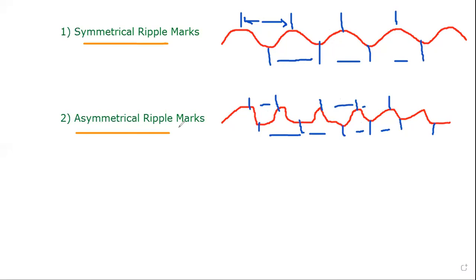Okay, now what is the reason behind the formation of these two different symmetrical and asymmetrical ripple marks? What is the condition for the formation of symmetrical and asymmetrical ripple marks?